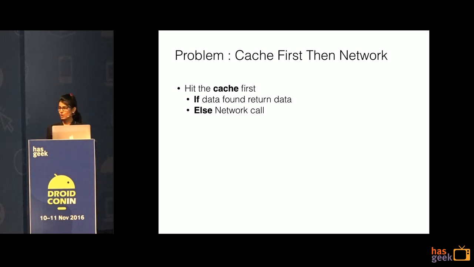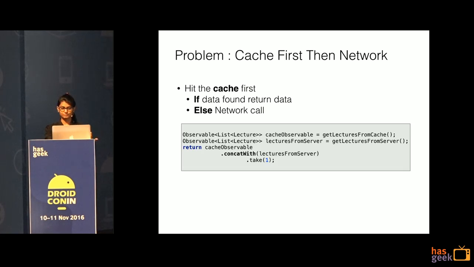And if the data is found, we'll return the data. And else we want to place a network call. So what we can do is apply the concat spell easily on this problem. Here we'll get the lectures. Lectures is anything that we're fetching from the server or getting from the cache. So we'll first get the lectures from cache. We have an observable. Get the lectures from server. We have another observable. And we can combine or concat these two.